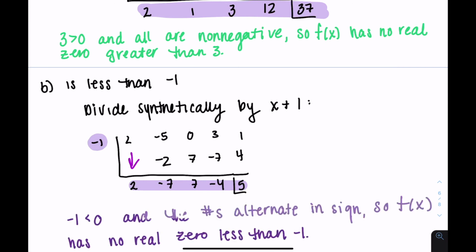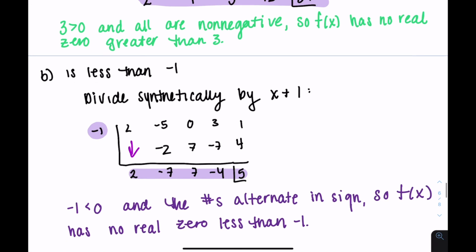So what this tells us is the value of c is less than 0 and the numbers are alternating in sign in that bottom row. So f of x has no real 0 less than -1. So I don't need to test anything outside the interval -1 to 3. All my zeros are going to be stuck in between these two. So again, this just gives us a way to narrow down our possibilities. But anything that can help us out, we do like, so it is a useful theorem.